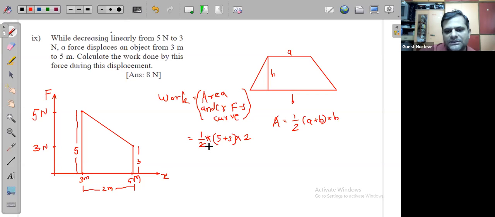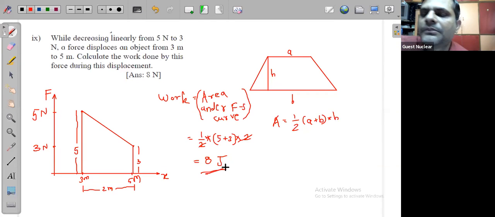So if we cancel out this 2 from the numerator and denominator, we get the sum of 5 and 3, which is actually going to be 8. And 8 joule is going to be the final work done by this force. Okay, so we can find the work done in this way.